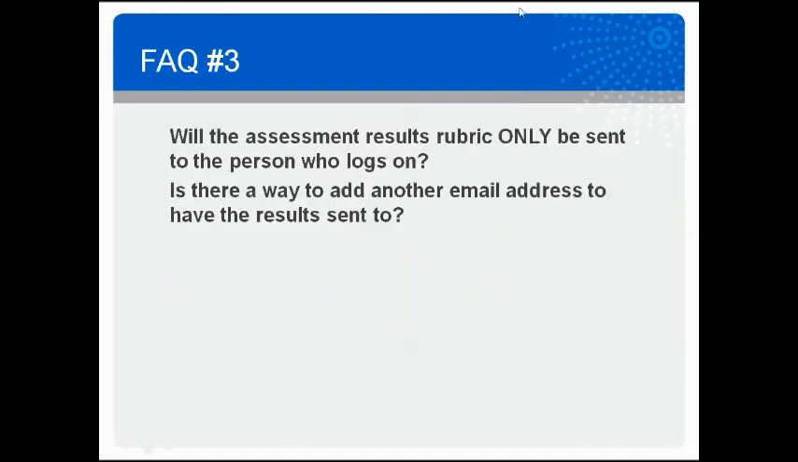Okay, so another question that we get asked: will the assessment results of the rubric be sent to just the person who logs in, or is there another way to add another email address to have the results sent to it? So the rubric results will only be sent to the person who has the account in their name, but the report can be saved and emailed to as many people as the contact would like. The results are not emailed, they are accessed directly through the Healthy School Planner website. So whoever logs in has access to the results.